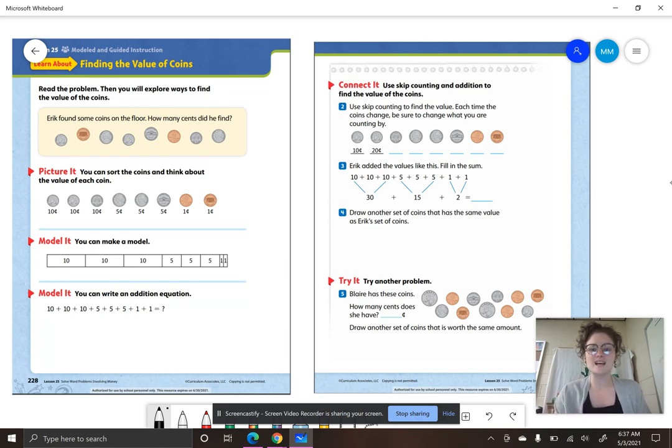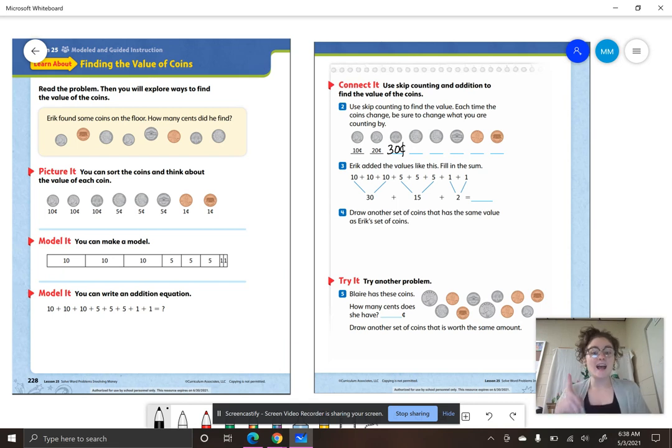Number 2 says, use skip counting to find the value. Each time the coins change, be sure to change what you are counting by. So our first 3 coins were dimes. Those coins have a value of 10 cents. My next coin is a dime. What is going to be the next value, Smarties? I am adding groups of 10. What's going to come next? 30 cents. I am adding 10 more cents.